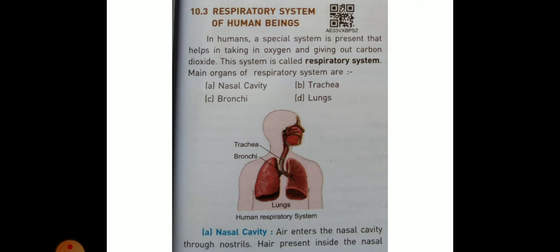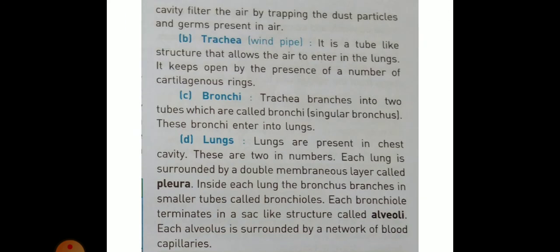Point A, nasal cavity. Air enters the nasal cavity through the nostrils. Hair present inside the nasal cavity filters the air by trapping the dust particles and germs present in the air. This is the function of the hair present in the nasal cavity: trapping the dust particles and germs present in the air.